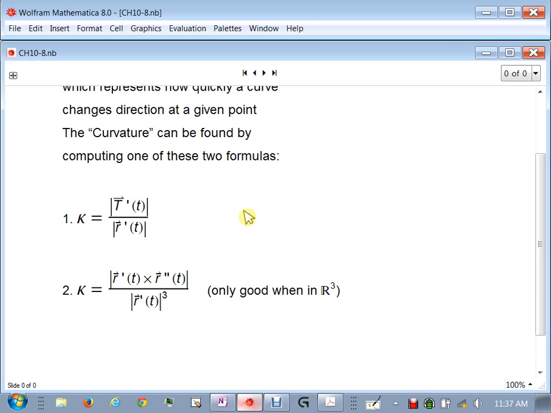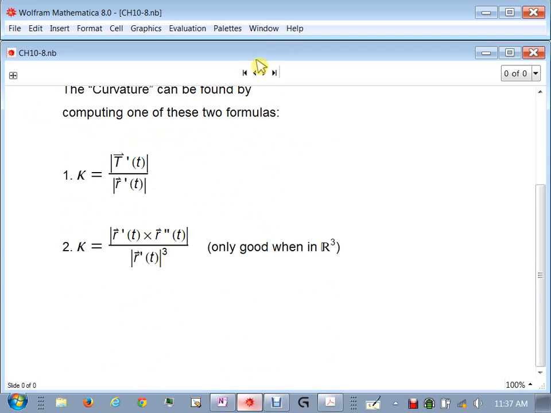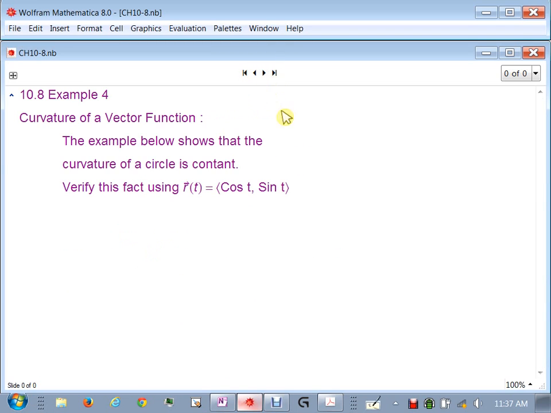The only drawback to this formula for curvature is that you've got to be in R3 to use this one because cross product's only defined in R3. Now, we can always extend ourselves from two-dimensional space to 3, but I haven't shown you how to do that yet. It's pretty easy, but I haven't shown you.